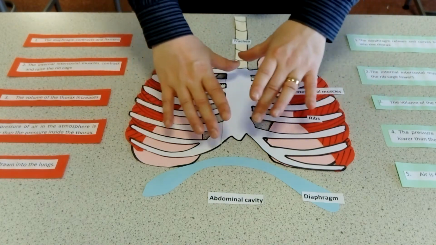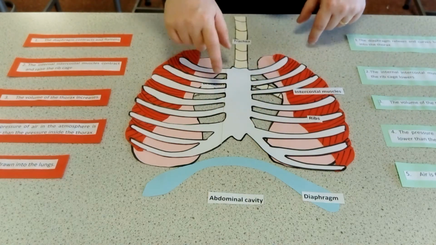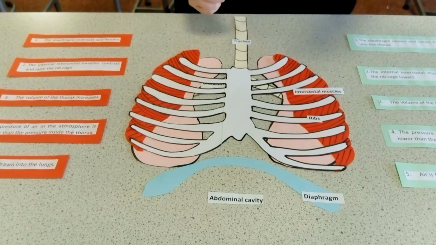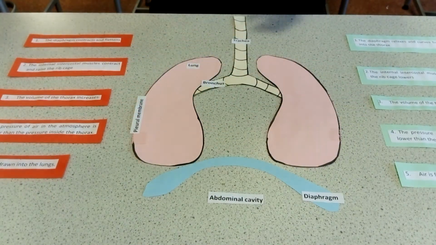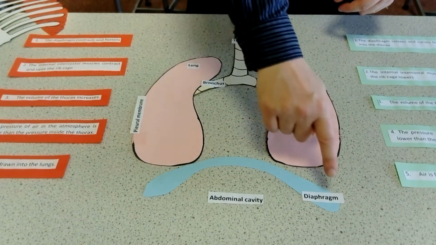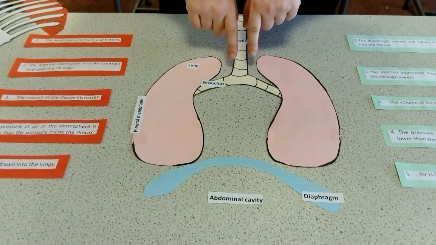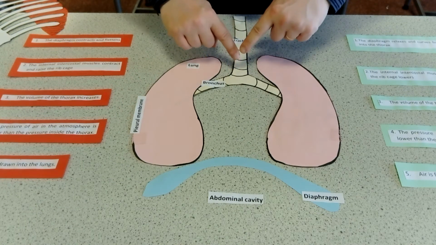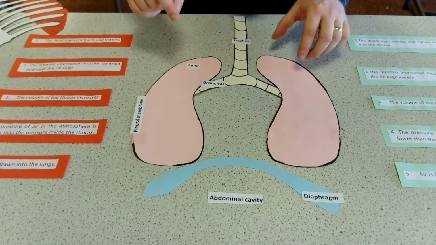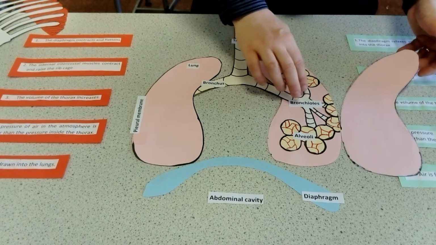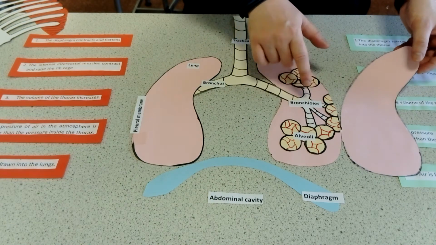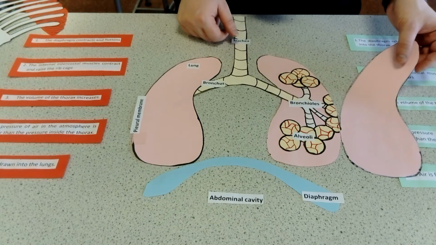Sitting over the lungs, you have the rib cage. The rib cage in between them has internal and external intercostal muscles. They're there to raise and lower the rib cage. Underneath it, you have the diaphragm. The two tubes that lead down from the trachea are called the bronchus. And inside the lungs, you have smaller tubes called bronchioles that lead down to the alveoli.